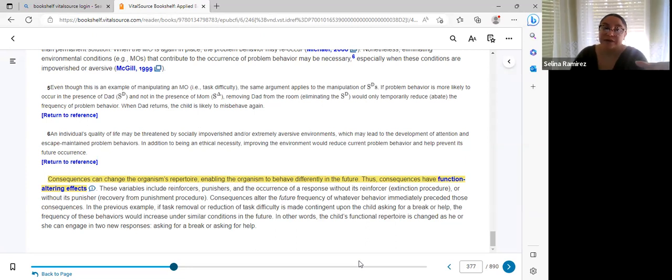Remember the situation where we talked about dad and mom, dad SD, mom S delta. We can teach dad to require her to request up in the presence of him, instead of engaging in a tantrum, in order for him to pick her up and hug her and stuff like that. And that will change the future frequency of the behavior. So now she's like, oh, I don't have to scream anymore. I just have to ask for up or put my hands up, and then he'll pick me up.